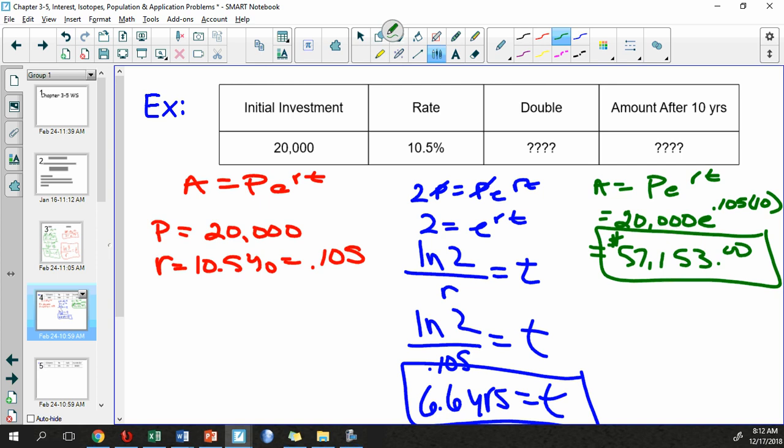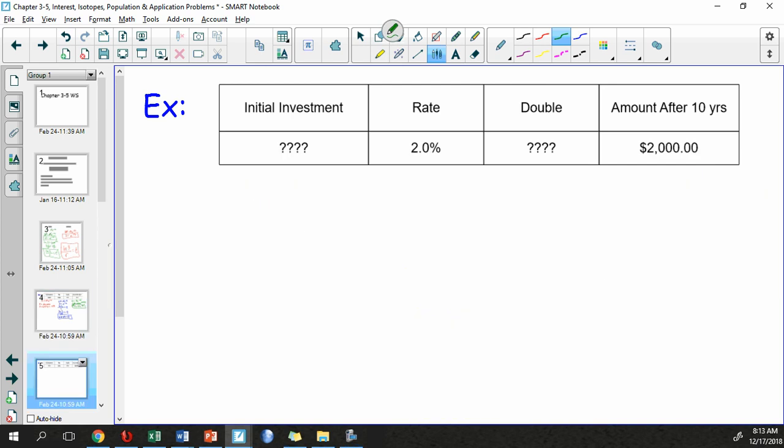Okay. That brings us to the next concept right here. I just want to know my initial investment. So I already did one on how to double. Would you agree? So I'm not going to do the double. You already know how to do that. How do I find my initial investment? I need to know what I understand here. So P, I don't know. That's going to be P.